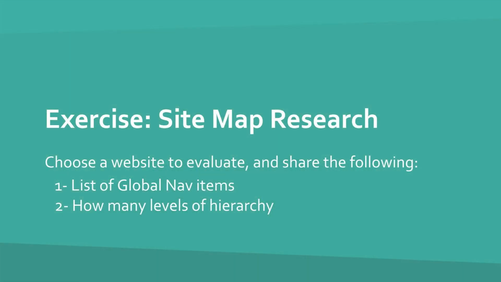So you can get your feet wet, I'd like you to go out and do a little sitemap research. In the exercise following this module, choose a website that you want to evaluate. Anything really. Don't make it too complicated though. And share the following. Share with me, of course, the URL of the website, along with a list of the global nav items, and tell me how many levels of hierarchy you can find in this website.